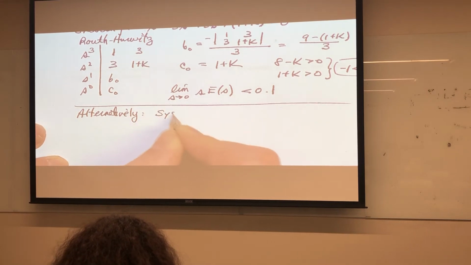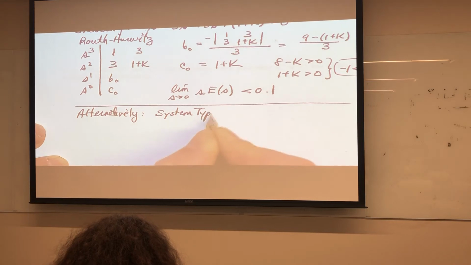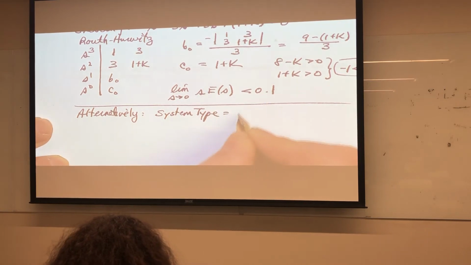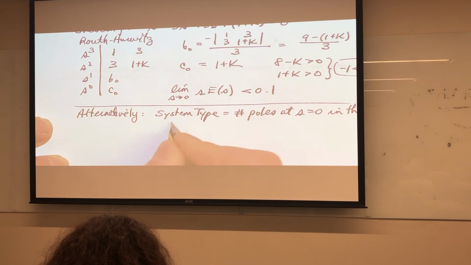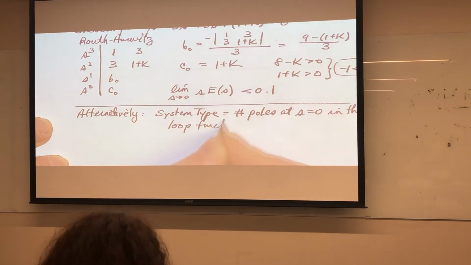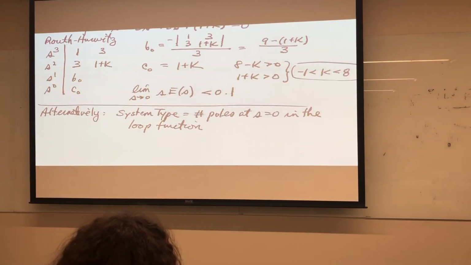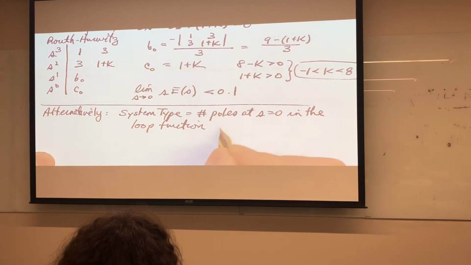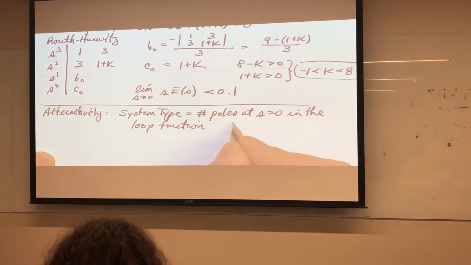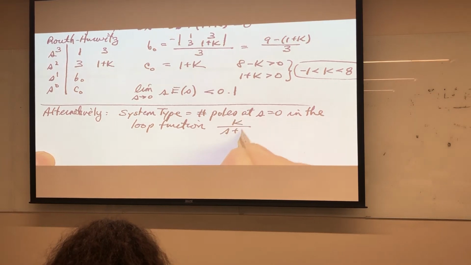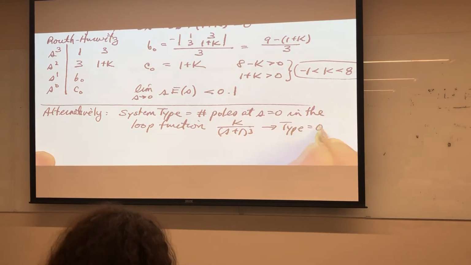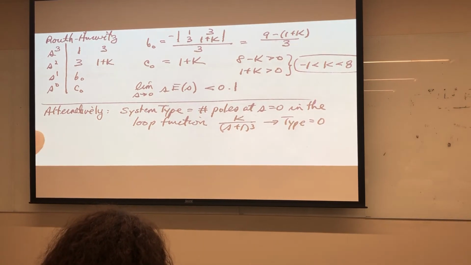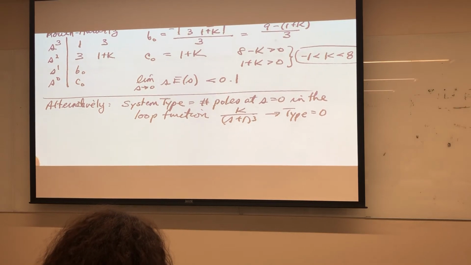We can say that the system type is equal to the number of poles at s equal to 0 in the loop function. Okay. Now, the loop function in this particular case is g of s. So we look at k over s plus 1 cubed, and we would conclude that the type is equal to 0. It's a type 0 system. So a type 0 system, we'll recall, has finite steady state error.